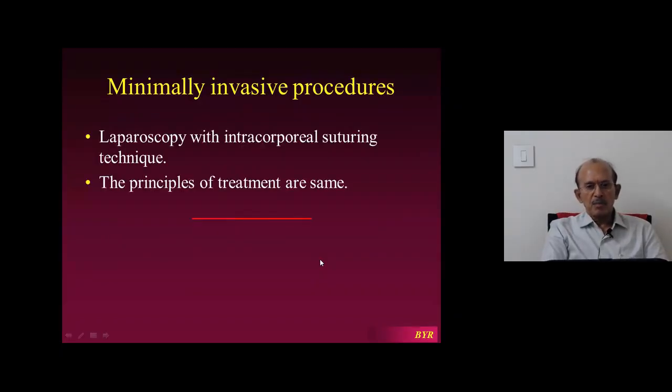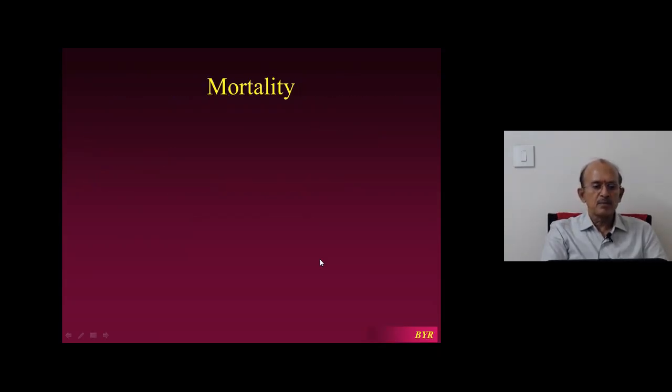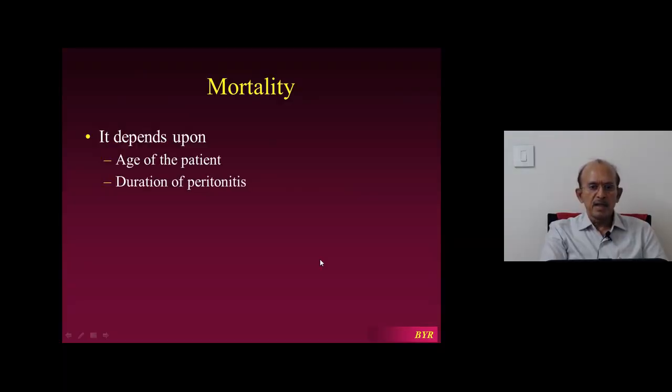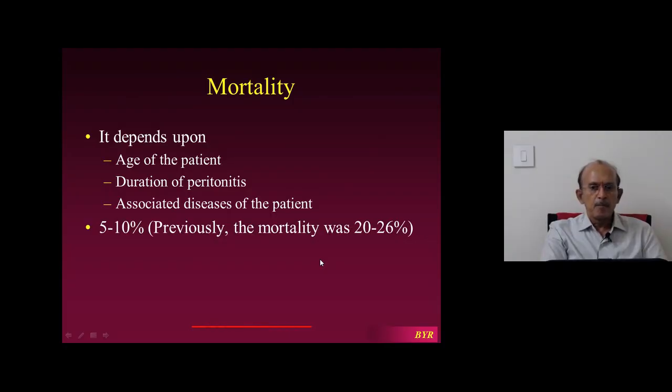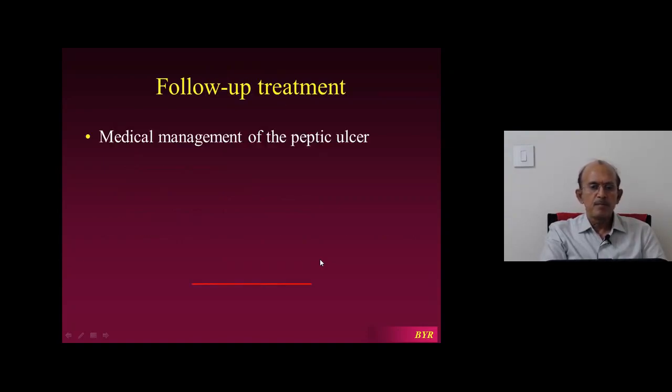This operation, of course, can be done by laparoscopy also. The principles of treatment are the same. Mortality depends upon the age of the patient, duration of the peritonitis, and associated disease of the patient. It is 5 to 10%. Previously, it used to be around 20 to 26%. Follow-up treatment: the patient should be managed later with medical management.